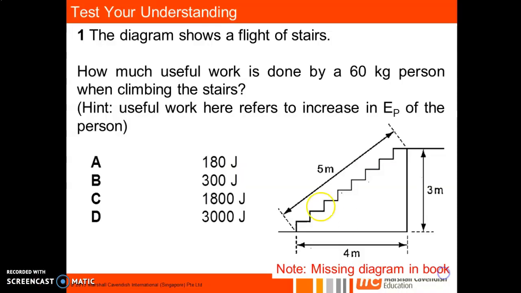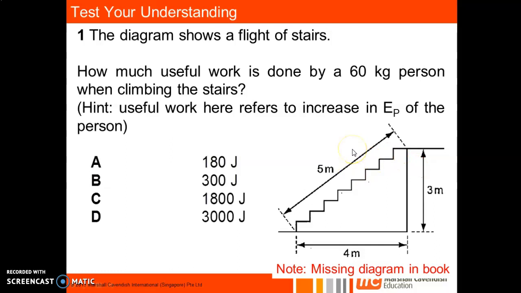Sorry for the disruption. So let's continue to look at this question 1 again. How much useful work is done by a 60 kg person when climbing the stairs? It depends on what you prefer to do. For both express and NA students, please take note that only for the express group, the diagram is missing, so can you please copy this down?